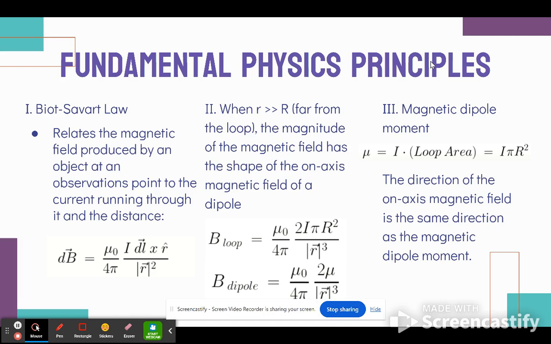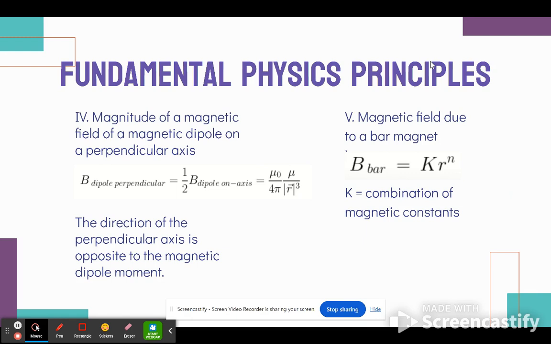When r is much greater than the radius of the loop, so it's far from the loop, the magnitude of the magnetic field has the shape of the on-axis magnetic field of the dipole. You can use those two formulas. And the magnetic dipole moment is I times the loop area, and the direction of the on-axis magnetic field is the same direction as the dipole moment, and this is the same direction as the conventional current I.